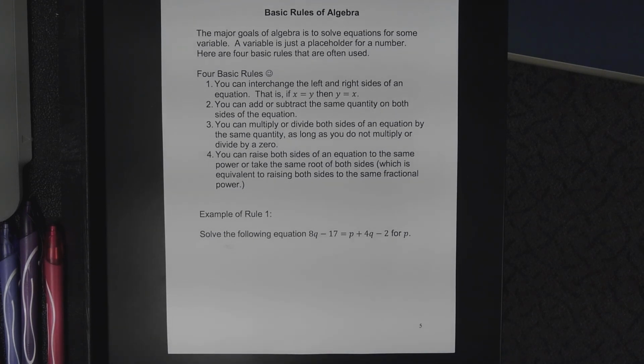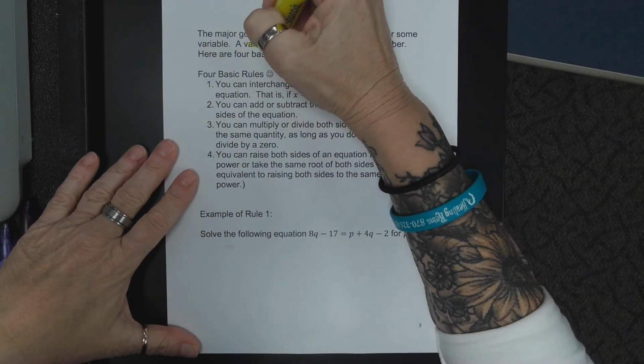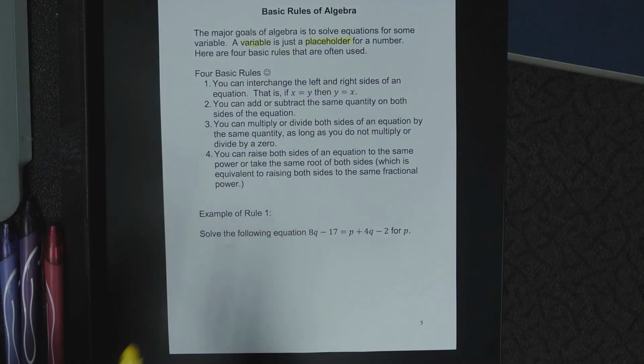A variable is just a placeholder for a number. Like when we were in lower levels of math, we would say 3 plus 4 equals blank. Well, we know it's 7, but we didn't know what that blank was. So now we just put in an X or a Y. Same kind of thing, a little more complicated, but kind of the same concept. So a variable is just a placeholder, put in there until we figure out what number goes there. That's all it is.